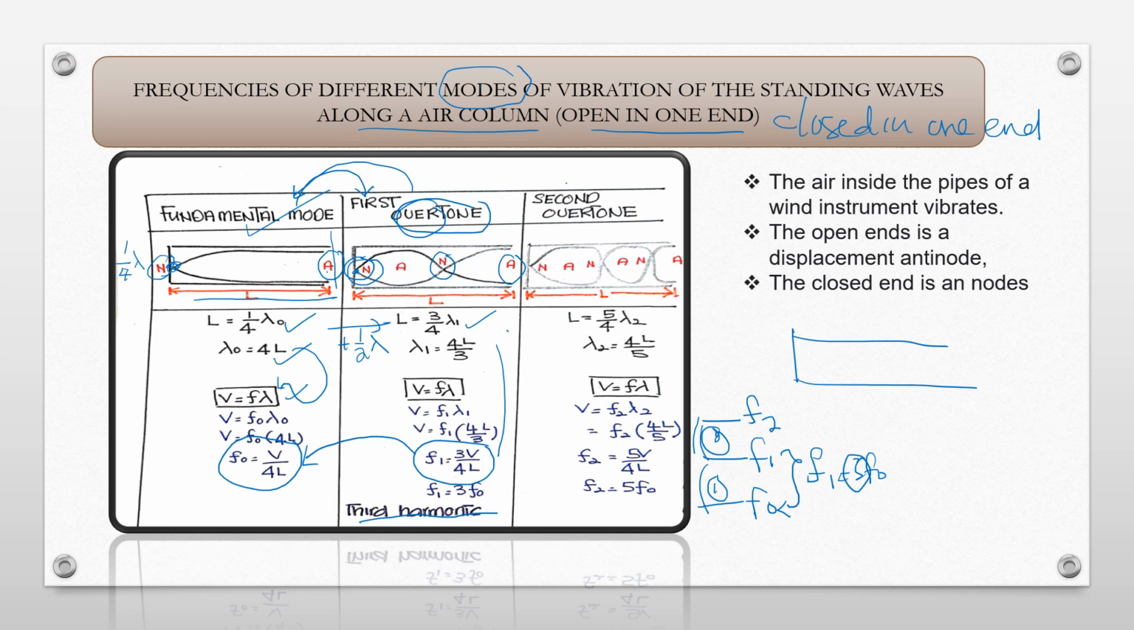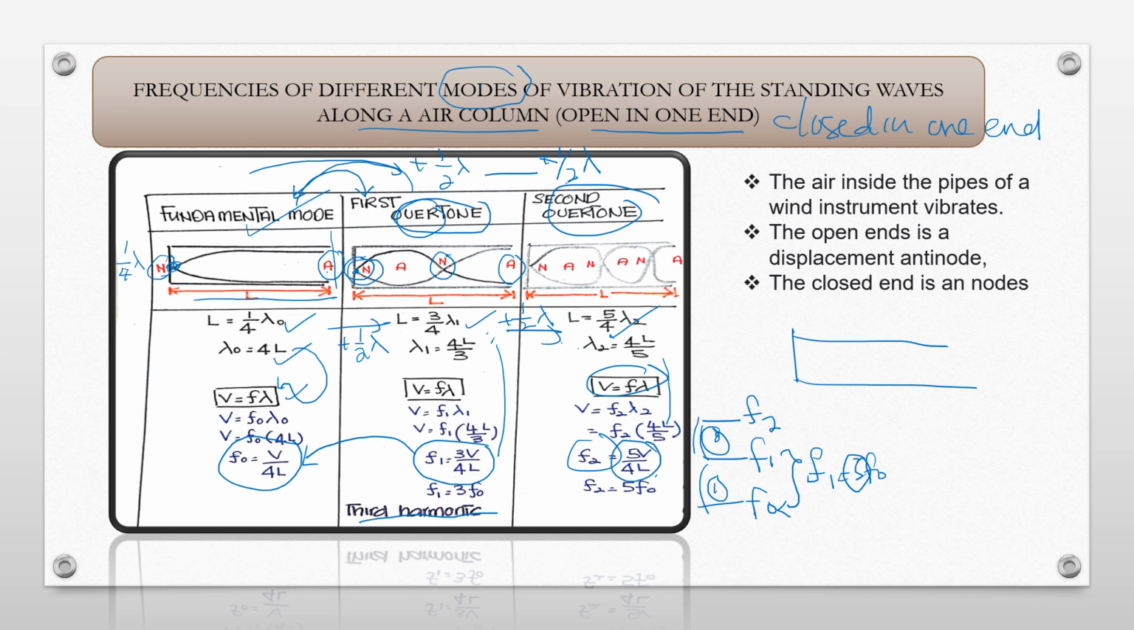So here we again plus half lambda. From the first overtone to the second overtone, we plus half lambda. If we look at the second overtone, from the fundamental mode, first we plus half lambda, then we plus another half lambda. So it's like you plus 2 times. So here we get 5 over 4 lambda, and then as usual you put it inside the basic formula, and you get f2 equals 5v over 4L.